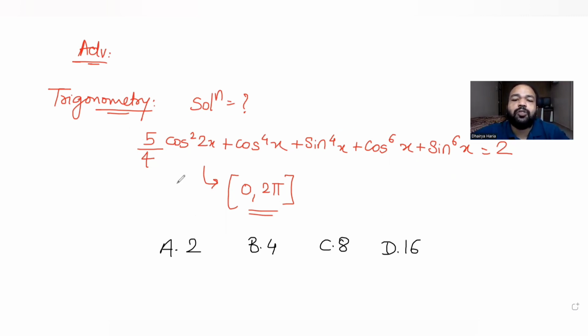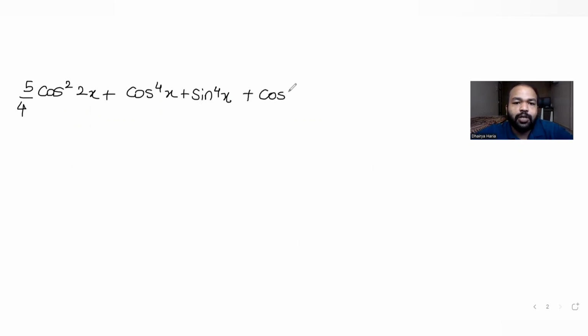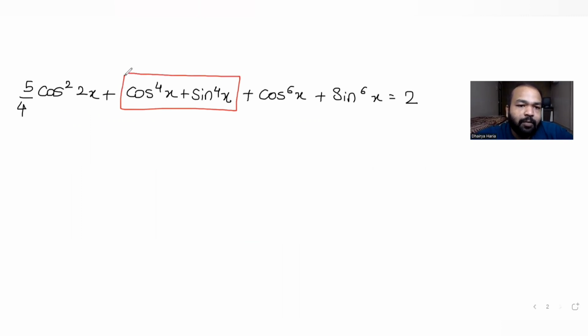So let's first solve this equation which we have. The equation has 5 by 4 cos square 2x plus cos raised to 4x plus sin raised to 4x plus cos raised to 6x plus sin raised to 6x is equal to 2. First of all, let's solve this equation by taking some terms out.